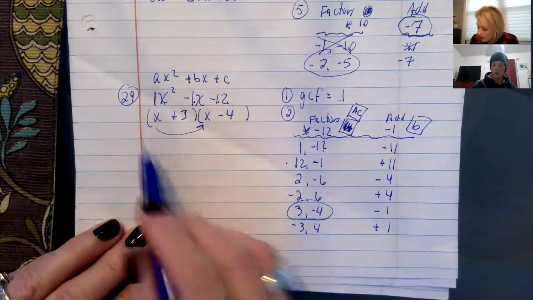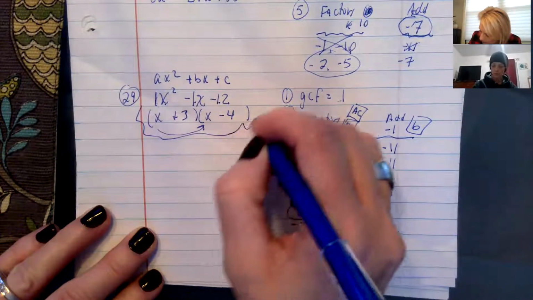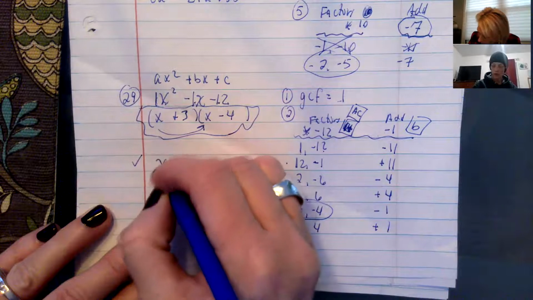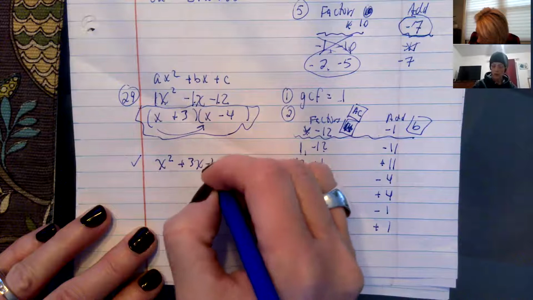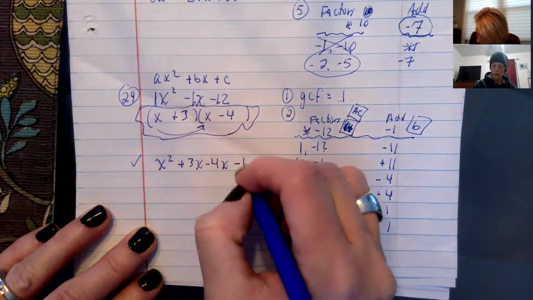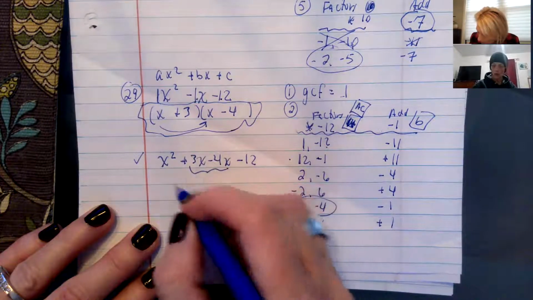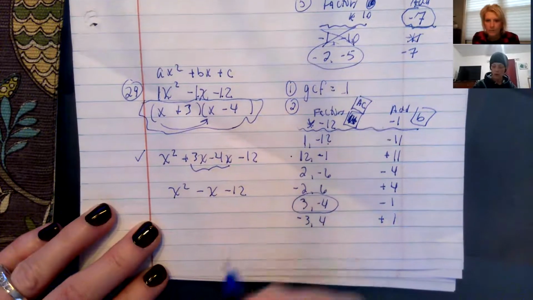And then you could always check your work by validating that they multiply. So I'm just going to outline this because this is our final answer. But I'm going to check it because that's going to be x squared, plus 3x, minus 4x, minus 12. And those add to make the negative x in the middle.